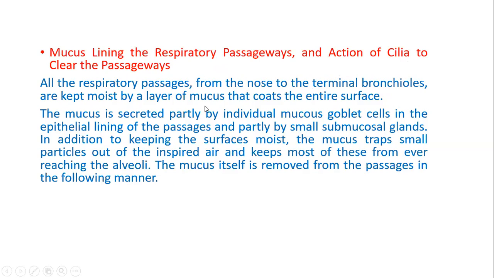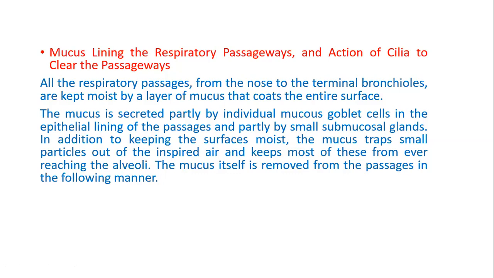All the respiratory passages from the nose to the terminal bronchioles are kept moist by a layer of mucus that coats the entire surface. The mucus is here. The mucus is secreted partly by individual mucous goblet cells in the epithelial lining of the passages and partly by small submucosal glands. In addition to keeping the surface moist, the mucus traps small particles out of the inspired air and keeps most of these from ever reaching the alveoli. So it performs a protective function through entrapment of the particles, the impurities in the inhaled air.